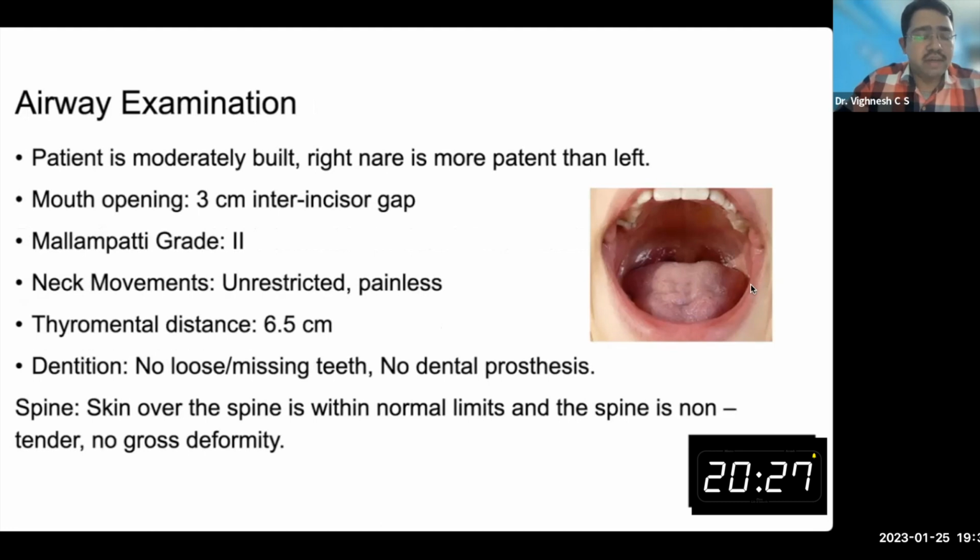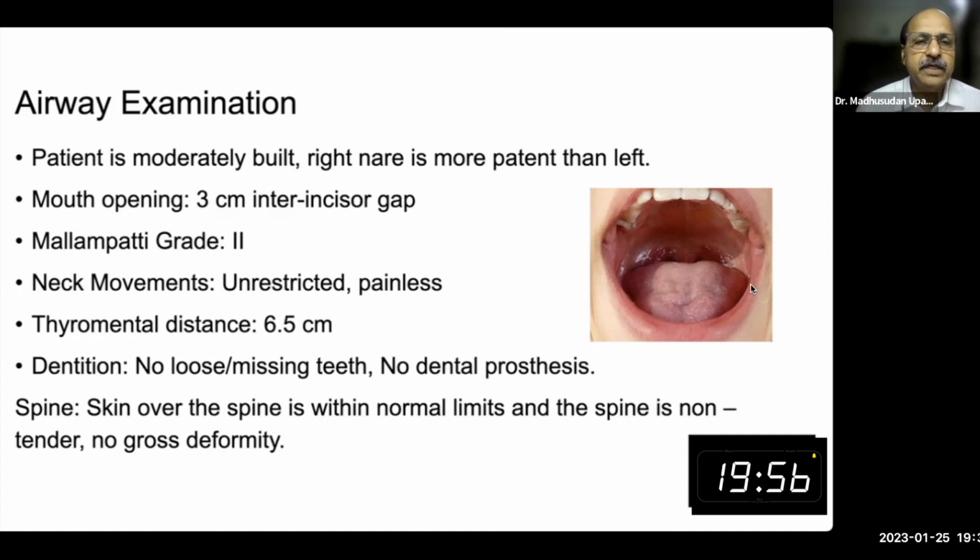Airway examination, sir. The patient was moderately built. The right nares is more patent than the left. Mouth opening is 3 centimeters, with an entrance scissor gap, and Mallampati grading was 2. The neck movements were unrestricted and painless, with a thyromental distance of about 6.5 centimeters. There are no loose or missing teeth as far as dentition is concerned, and there are no dental prostheses, sir.